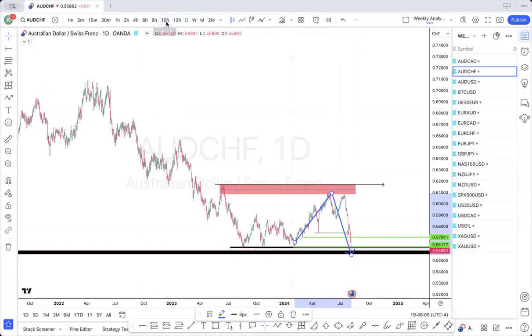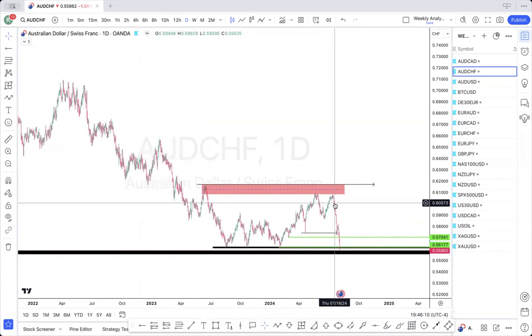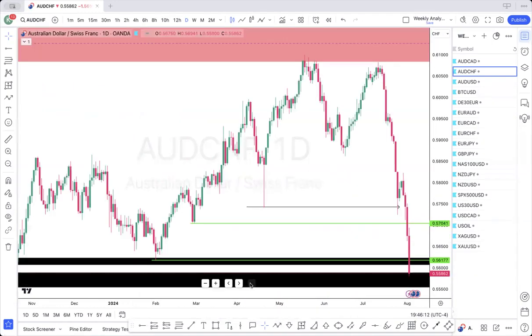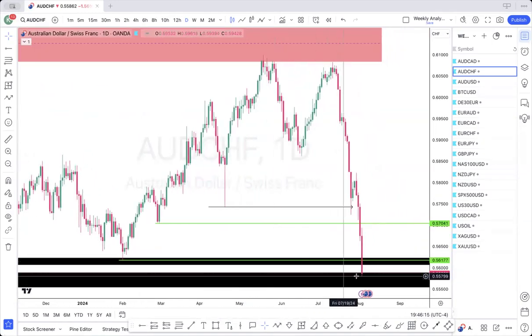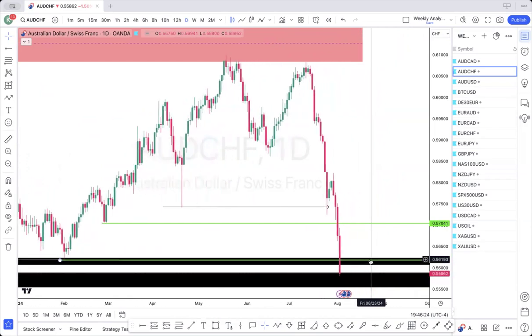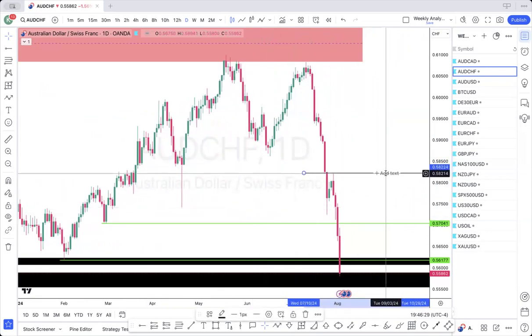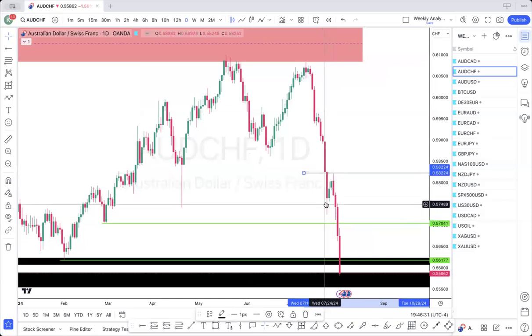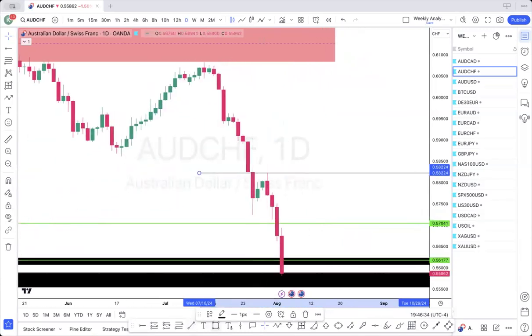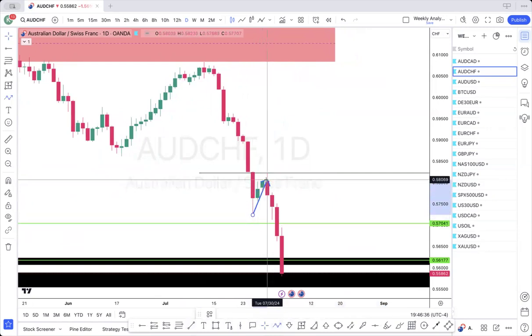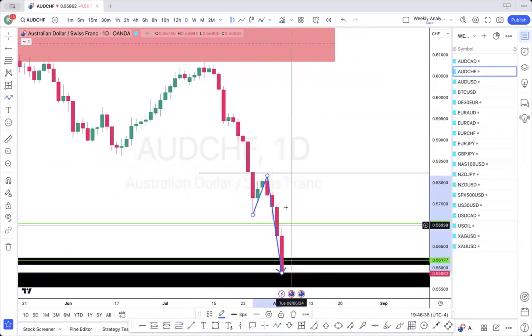So now I would be looking for, let me delete this, some type of pullback from this zone. On the daily, we have a daily swing, which is here. That's our daily swing high. This was the market structure. Always look at market structure. That's the daily swing high.